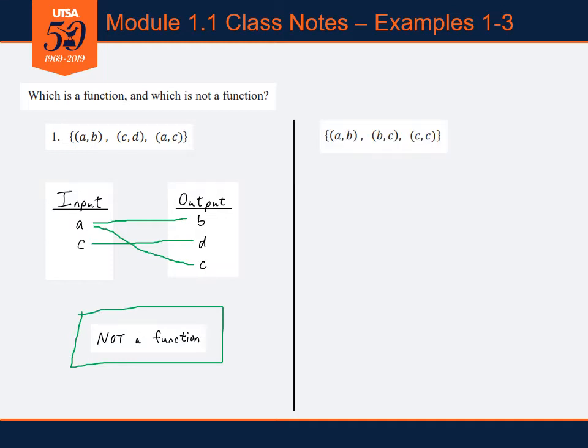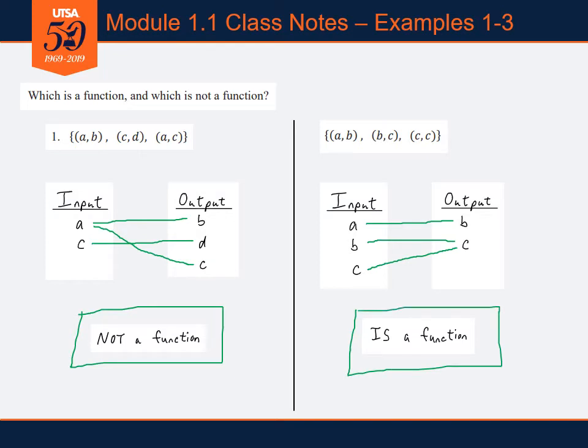Next up, another set of ordered pairs: A comma B, B comma C, and C comma C. Let's list the inputs and outputs again. I see inputs A, B, and C, and then outputs B, C, and C, or just B and C, are my output values. If we match up, the first ordered pair has A matched with B, so an input value of A corresponds to an output value of B. In the second ordered pair, an input value of B corresponds to an output value of C. And the last ordered pair, C comma C, says that an input value of C corresponds to an output value of C. What we see then is that every input value corresponds to exactly one output value. That is a function.